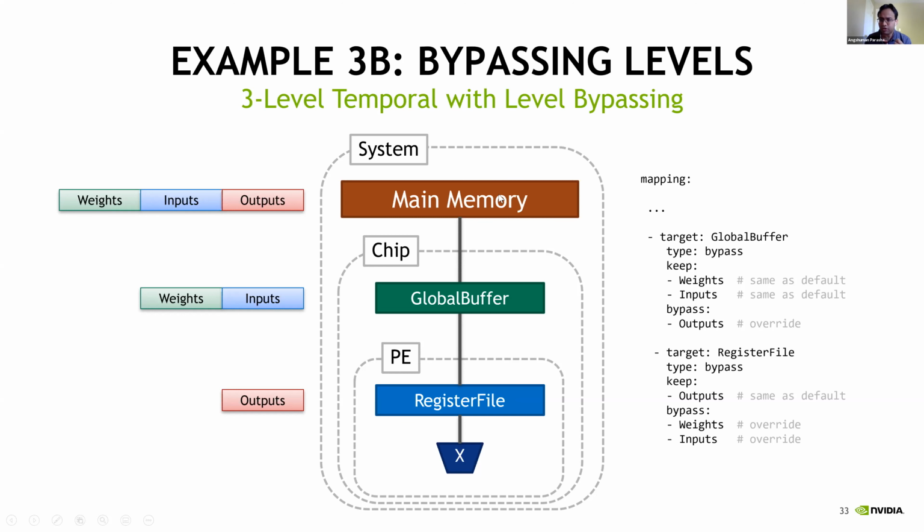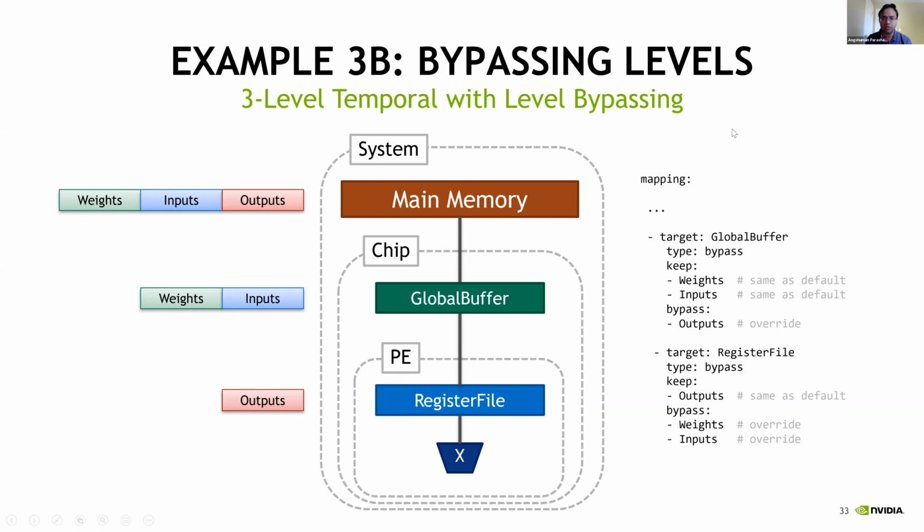And what level bypassing tries to describe is, let's say that I, as an architect or as a programmer, decided that, you know what, I think the best use of my register file is to just store outputs here. I don't want to store weights and input activations here. And then because I'm storing output activations at my register file and I'm getting a great deal of filtering, I don't want to store outputs at my global buffer. I just want to store weights and input activations here. And then at main memory, I want to store everything, right? How do you describe this sort of a scenario?